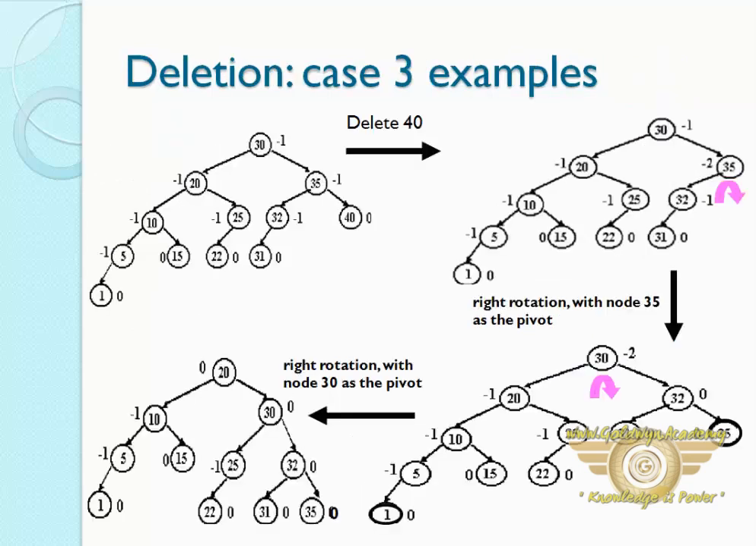Case 3. On deleting 40, we have to perform a right rotation with node 35 as the pivot and a right rotation with node 30 as the pivot to obtain a balanced AVL tree.